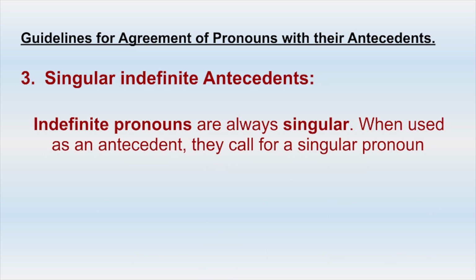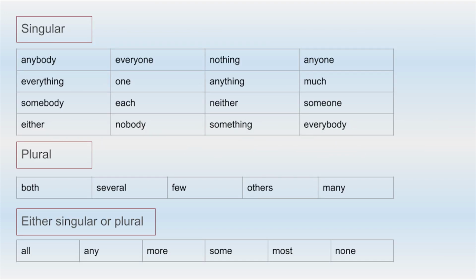Guideline number 3: Singular indefinite antecedents. Indefinite pronouns are always singular. When used as an antecedent, they call for a singular pronoun. Here is a list of the most commonly used indefinite pronouns. Study them so you become familiar with them. Let's go to our examples.